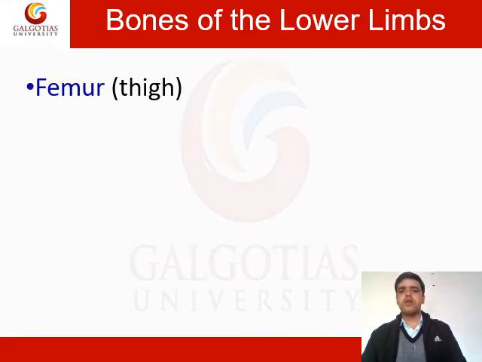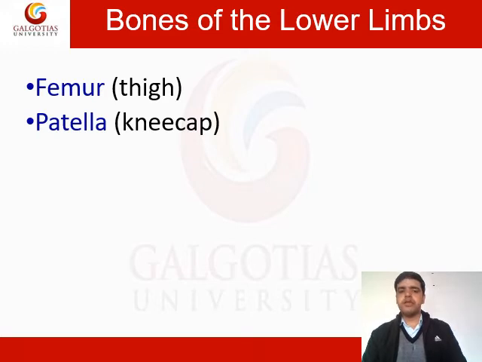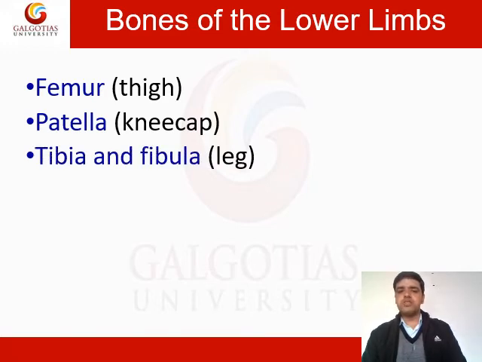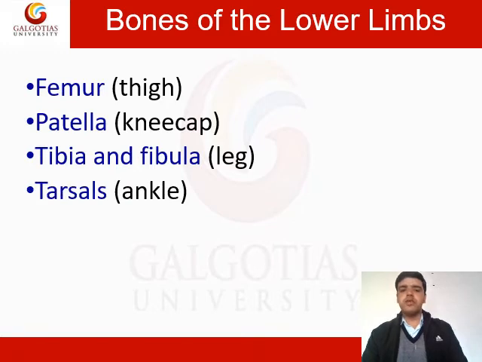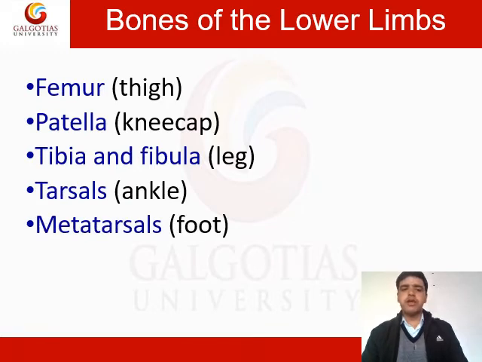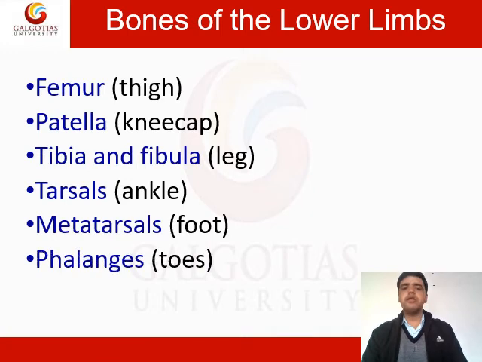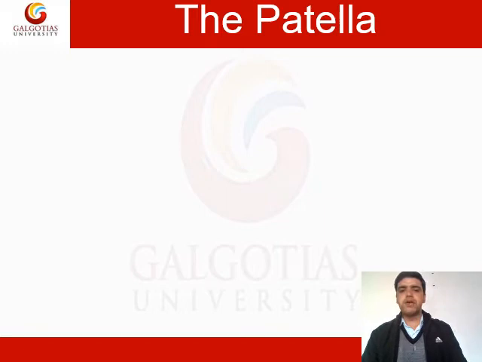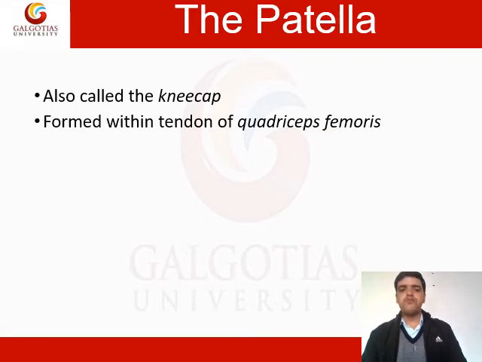Now we are going to cover the bones that form the lower limb. It includes the femur, which is present in the thigh region, the patella, which is the kneecap, the tibia and fibula, which form the leg region, the tarsals, which form the ankle, the metatarsals, which form the foot region, and the phalanges, which form the toes. Now we are going to start with the patella. The patella is also called the kneecap. It is located in the knee region and is formed within the tendon of the quadriceps femoris.